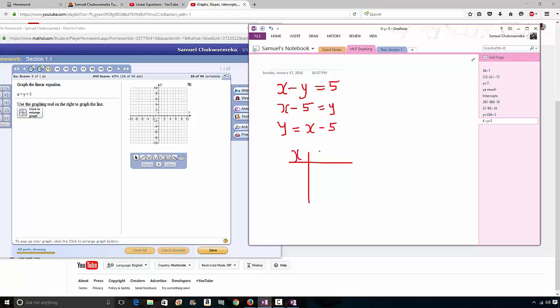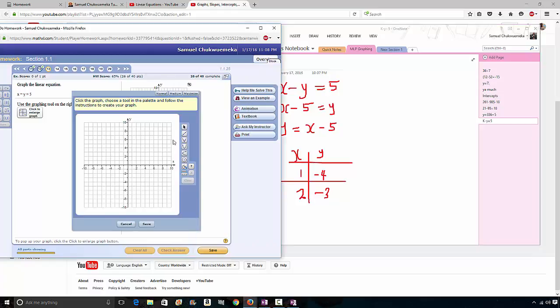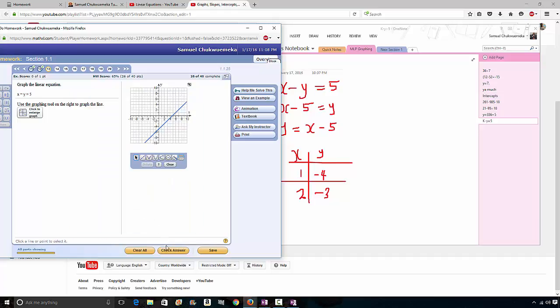So I use this. Let me use when x is 1, what is y? And then when x is 2, what is y? Okay, so when x is 1, 1 minus 5 is -4, and 2 minus 5 is -3. These are the only 2 values that I need. Expand this, get the line. 1 and -4 is right here, and then 2 and -3 is right here. That's it.